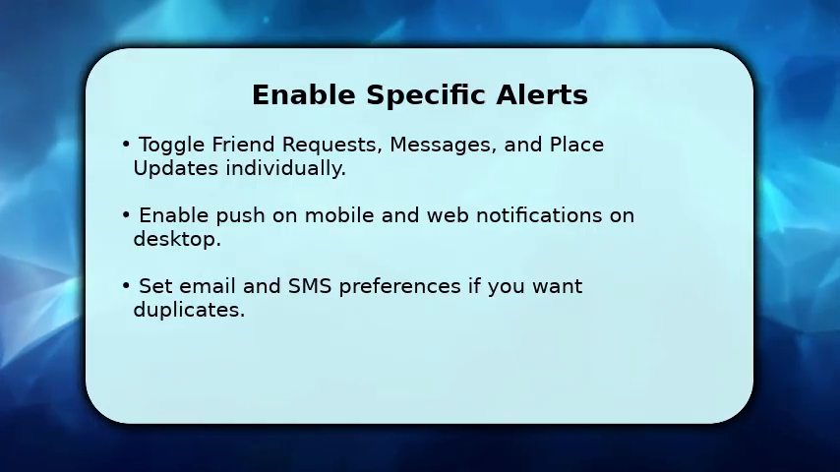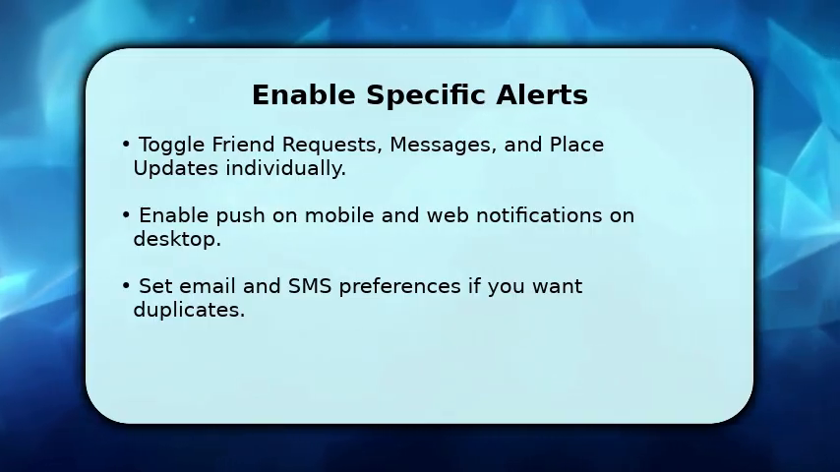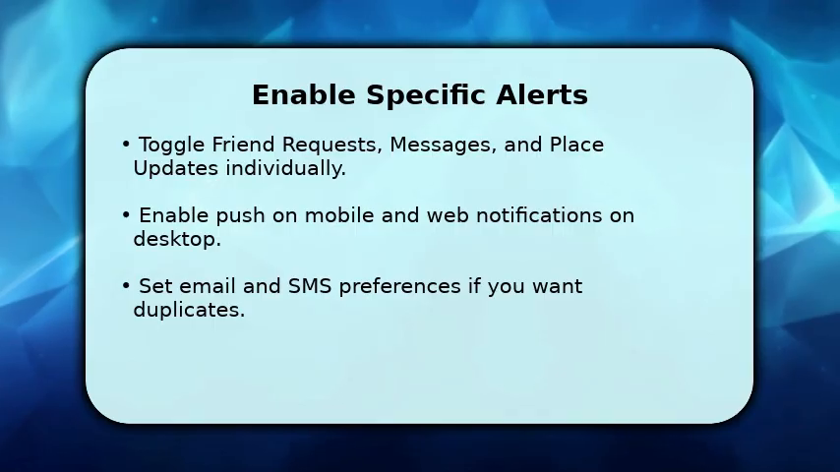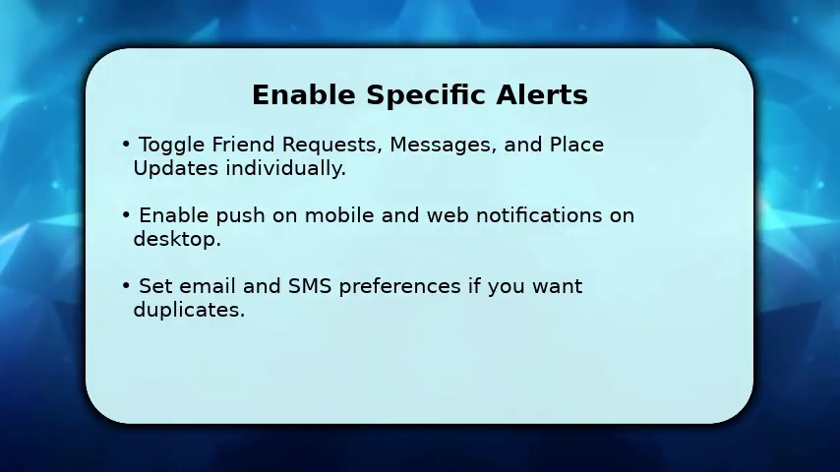If you want redundancy, set email and SMS preferences. This creates fallback paths if push fails. Once configured, test one change to confirm delivery and move to device-level settings next.